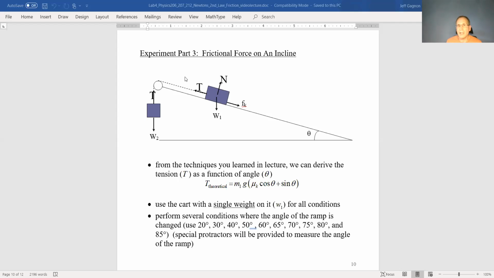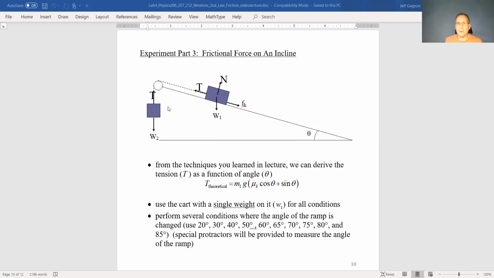So it's not accelerating. We're purposely adjusting the mass so that when we give this a tap, it moves at a constant velocity up the ramp. And we do that for each of the different angles, right? So we have to keep adjusting this mass, tap this cart, and it's going to move at a constant velocity up the ramp. The idea is to calculate the tension two different ways.